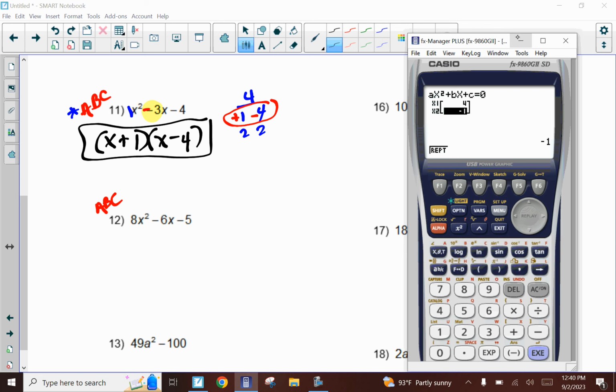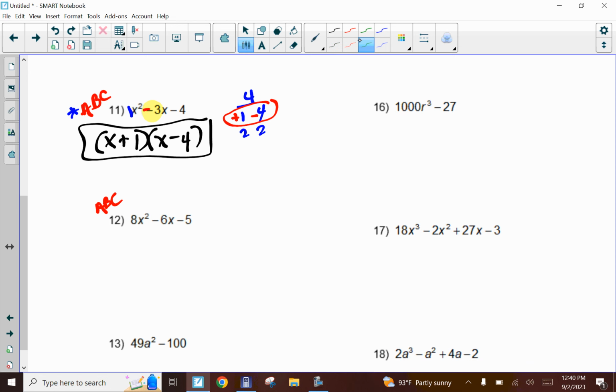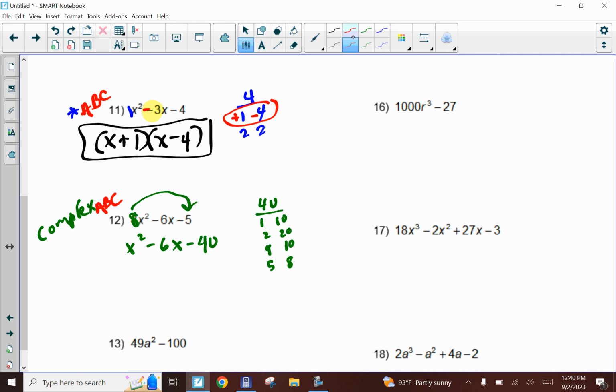Now the only difference between the simple and the complex, this guy right here is going to be complex, and I can tell because it's got this number in front. Now the way I showed you how to do a complex is we actually just convert it into the simple. So if I multiply 8 times 5, that's going to be 40. And then this is going to be x squared minus 6x minus 40. And then we make the list for 40. So it's 1 and 40, 2 and 20, 4 and 10, 5 and 8, 6, 7, 8. 8's already there. So once the list repeats, that's the entire list.